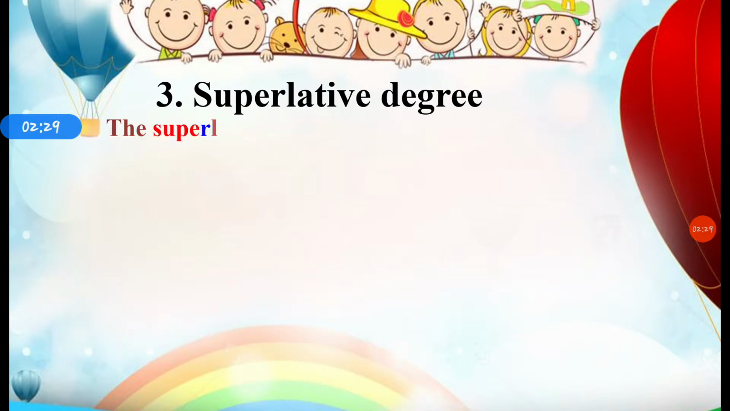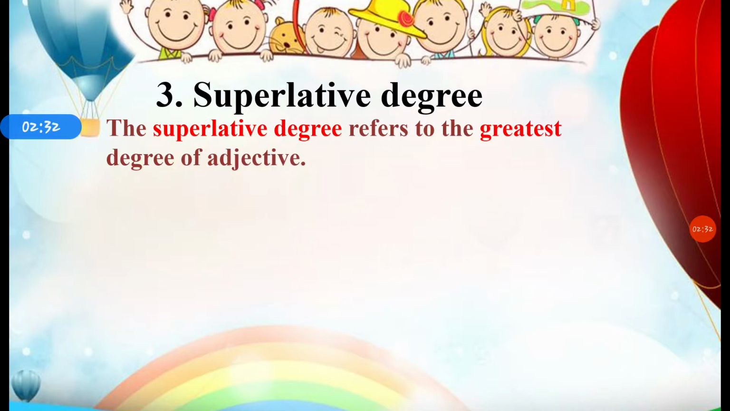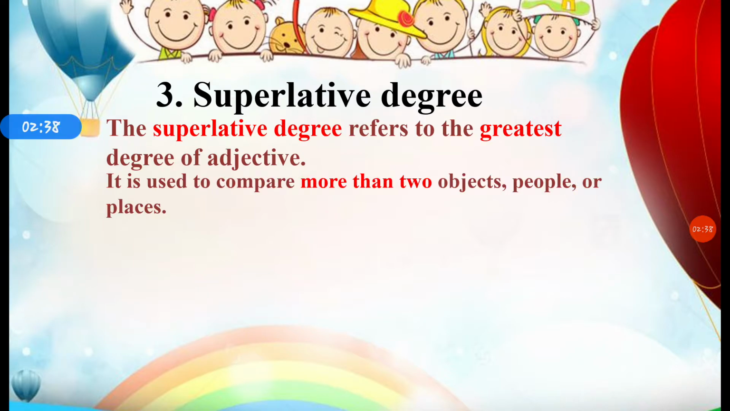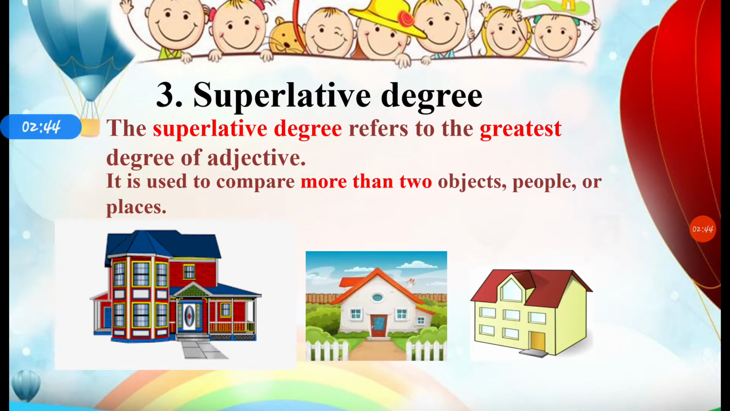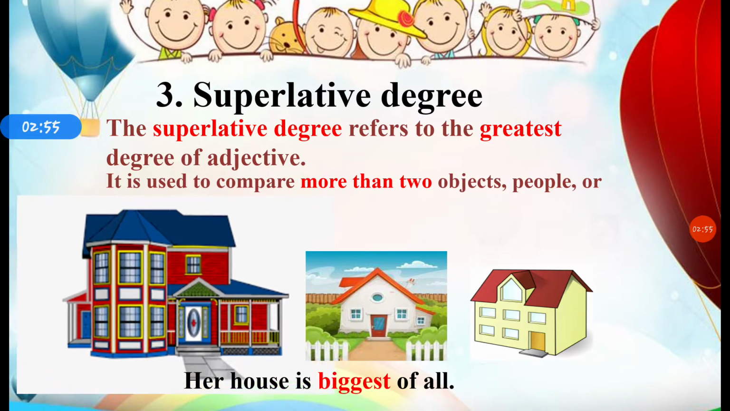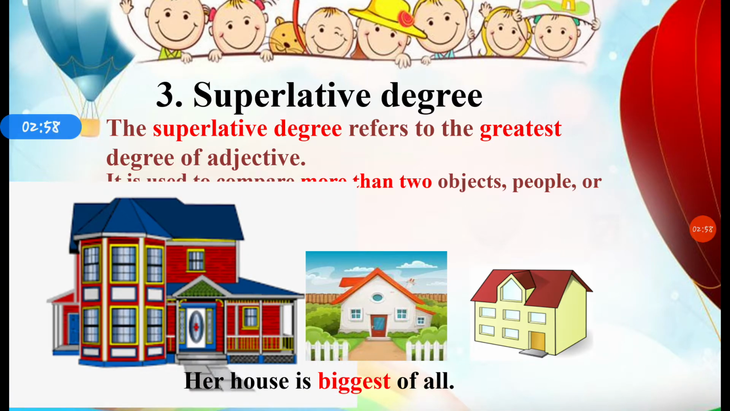Third, the superlative degree refers to the greatest degree of an adjective. It is used to compare more than two objects, people, or places. See the example here. Here three houses are given. We can say her house is biggest of all. See this, the picture on the left is bigger than these two houses. Here we are comparing this house with two houses. So here we use the superlative degree of comparison.